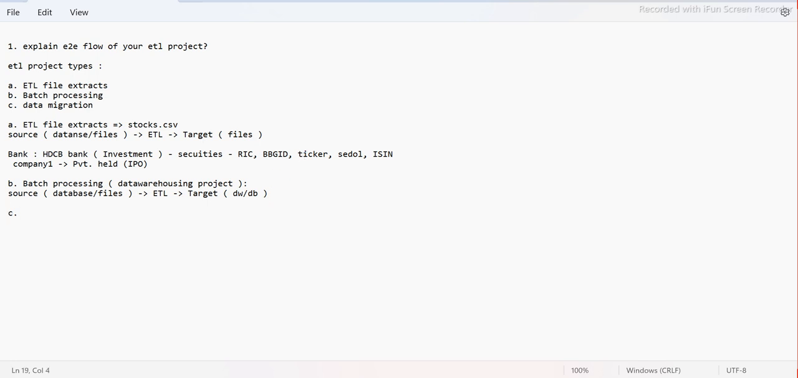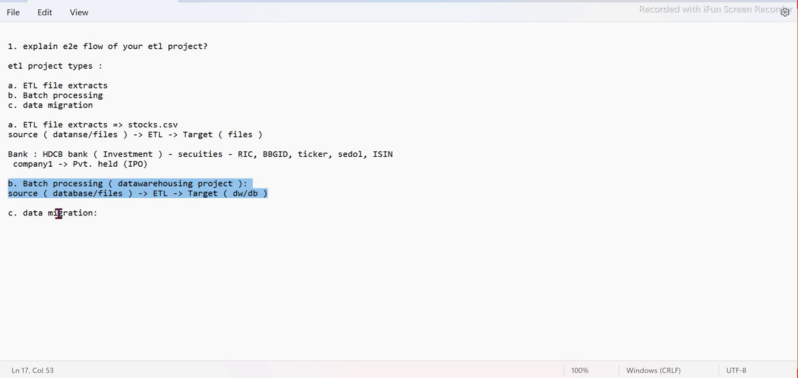The third type of project is the data migration project, guys. I will give you a scenario of why this happens. As the name suggests, in a data migration project the data is migrated from one system to another, and this is a one-off process. Once you are done with the data migration, you will probably do away with the old system. However, batch processing is a lifelong process.